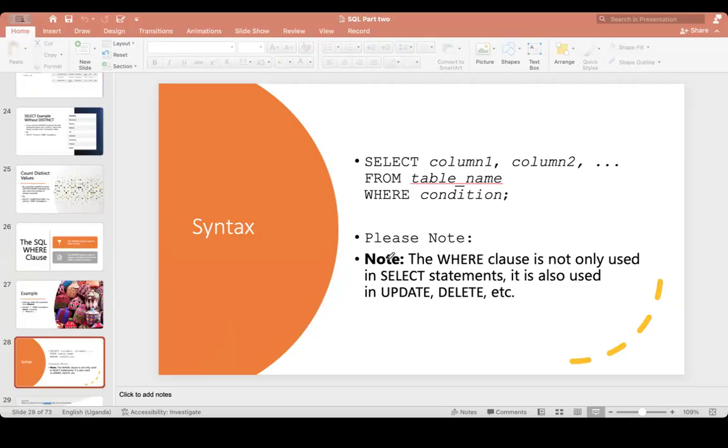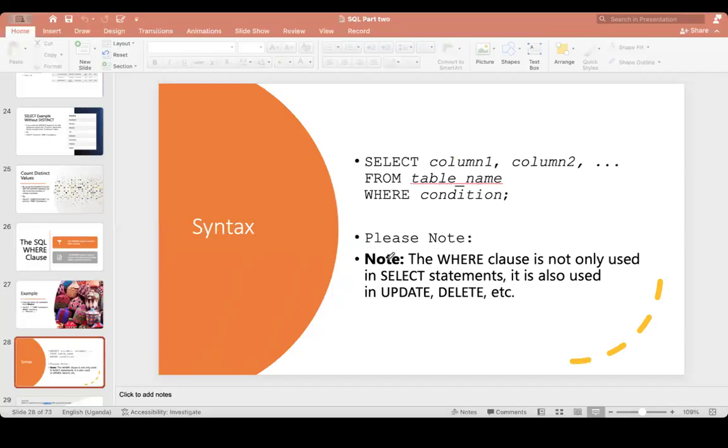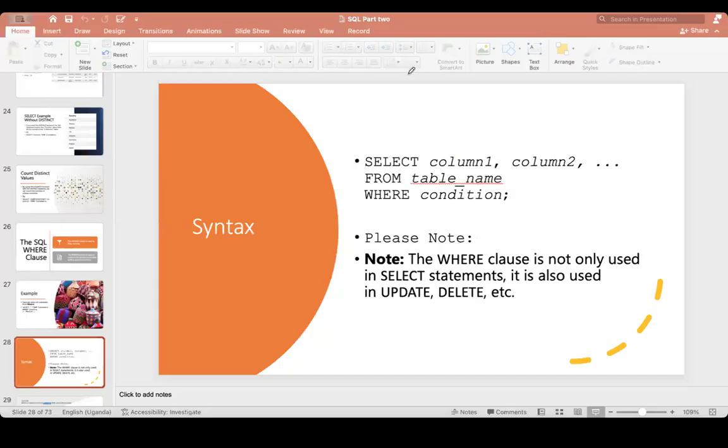Because you hear the word and. When I say Cisse and Nicholas come, meaning that I don't need to see only Cisse or only Nicholas, but I need both of them, meaning that both must come. So the AND operator example, look here. The following statement will select all customers from Spain that starts with letter G. That is why we can say SELECT * FROM customers WHERE country = 'Spain' AND customer name LIKE 'G%'.